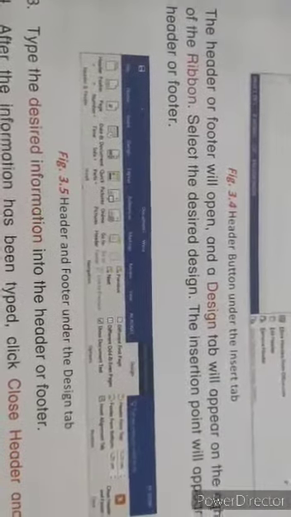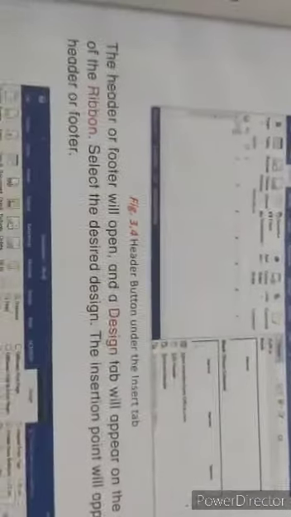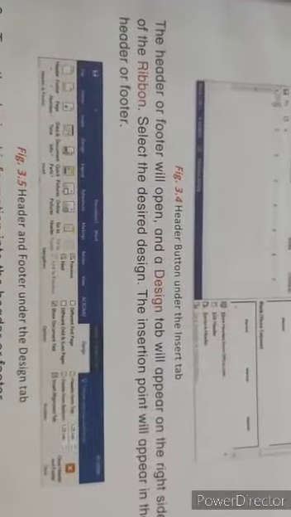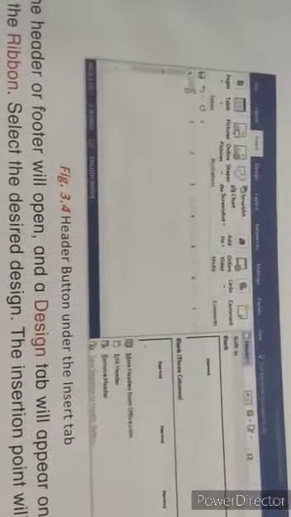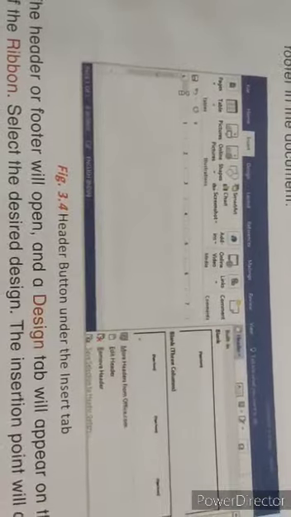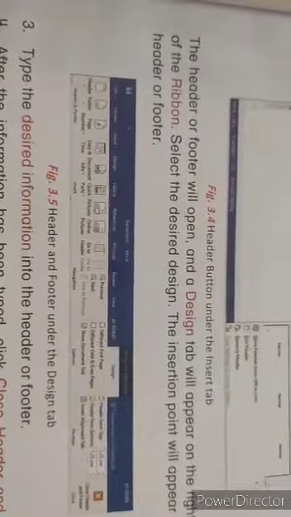The header or the footer will open and a design tab will appear on the right side of the ribbon. Now whatever you have opened, the header or the footer, that will open, and a design tab is also there on the right side of the ribbon. Here. Can you see it? Now, select the desired design. There are many designs given. You have to select any one.